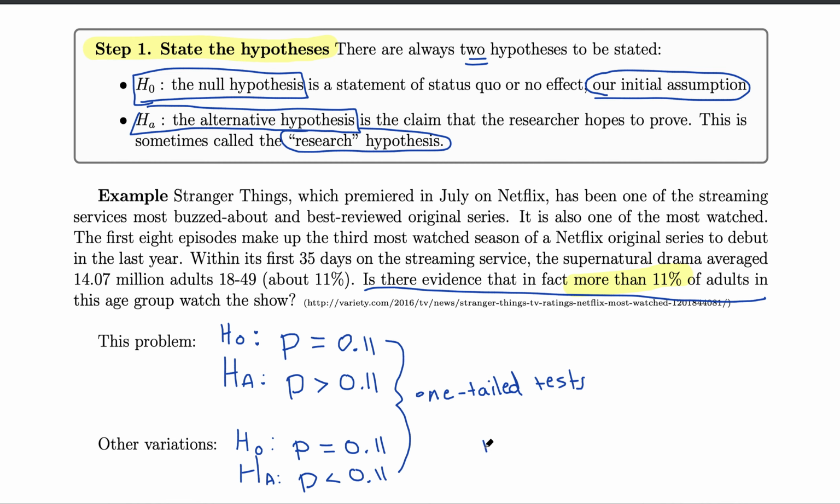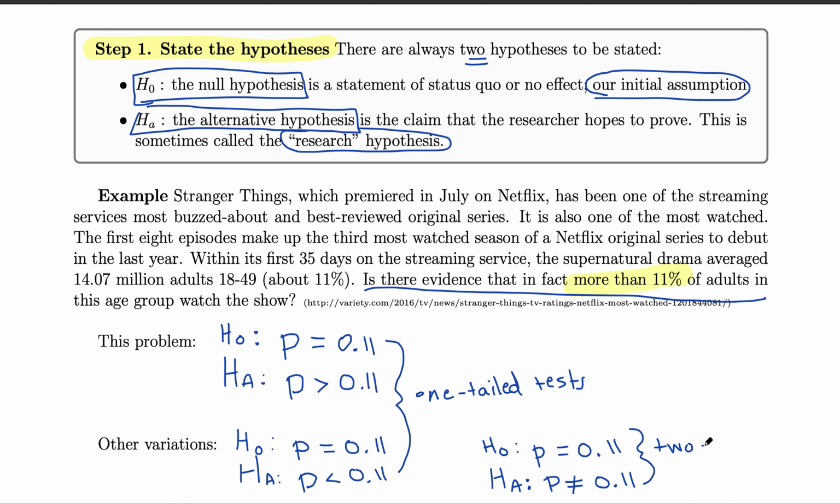Another variation would be, maybe I don't know if it's greater than 11% or less than 11%. I just think my teacher's being weird and using 11% because that's the main character's name. So I think it's just different than 11%. I have no idea what it is, but it's not 11%. So P is not equal to 0.11. And then H0, though, is still going to be the same thing. We're going to start off assuming it is 11 and then see if we can show otherwise. This variation is called a two-tailed test.